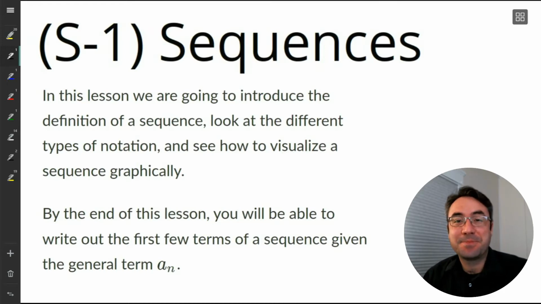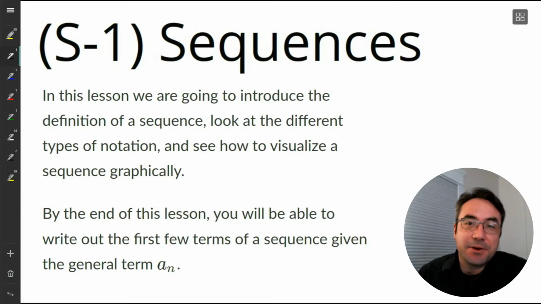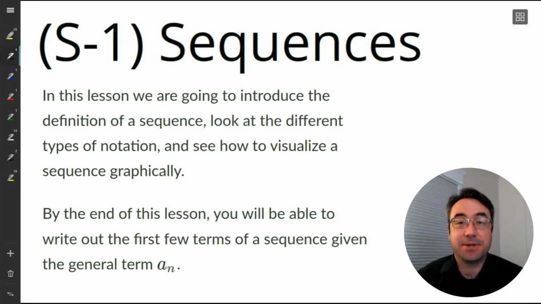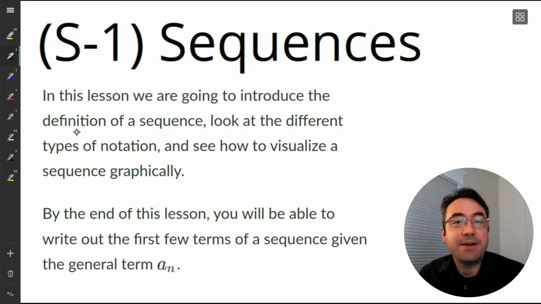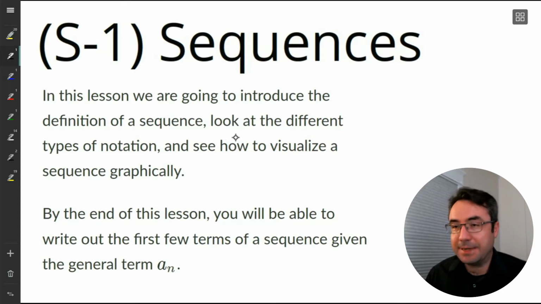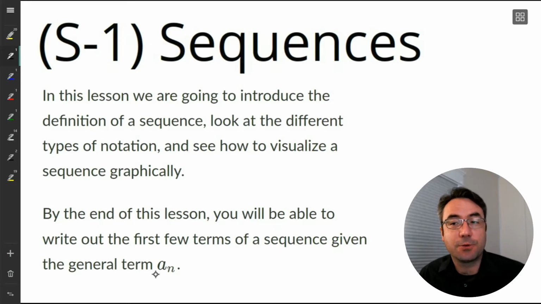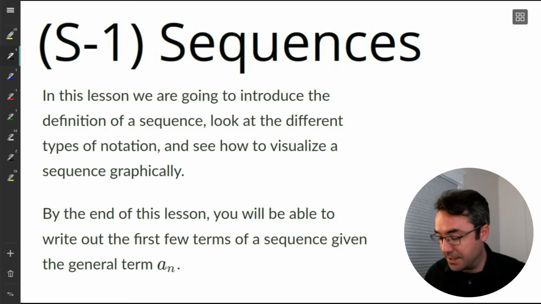All right, welcome everyone. Today we're going to start our next major unit of material, and that's going to be sequences and series. So in today's lesson, we're going to introduce the definition of a sequence. We're going to look at some different types of notation, the way we write down a sequence, and see a few examples of how to visualize a sequence graphically. By the end of this lesson, you're going to be able to write out the first few terms of a sequence given the general term A sub n. All right, so let's get into it.